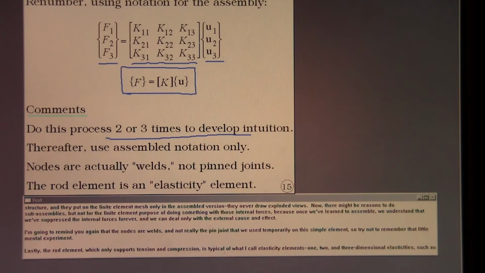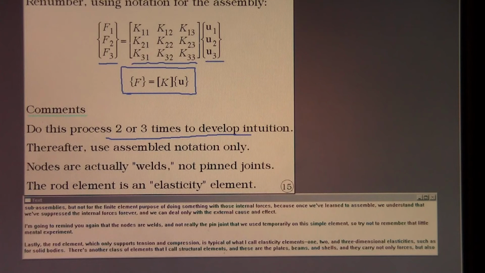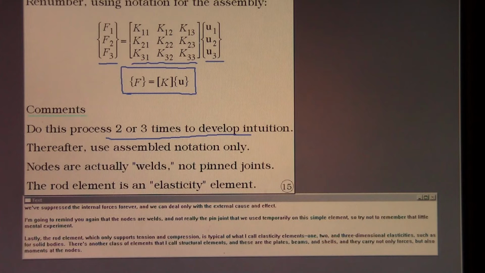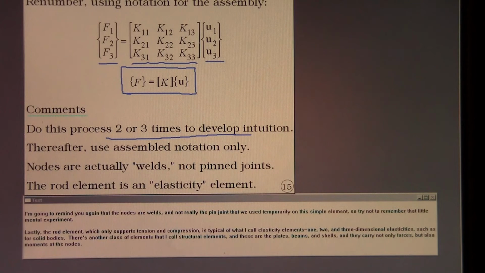I'm going to remind you again that the nodes are welds and not really the pin joint that we use temporarily on this simple element, so try not to remember that little mental experiment. Lastly, the rod element, which only supports tension and compression, is typical of what I call elasticity elements, 1, 2, and 3-dimensional elasticity, such as for solid bodies. There's another class of elements that I call structural elements, and these are the plates, beams, and shells, and they carry not only forces but also moments at the nodes.